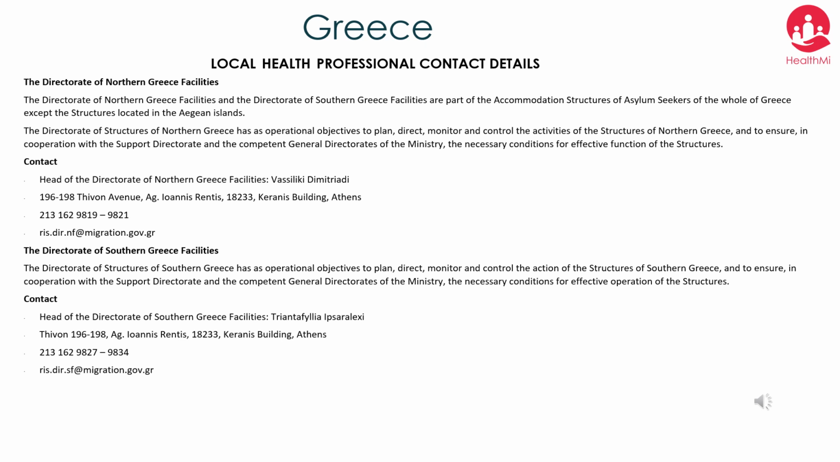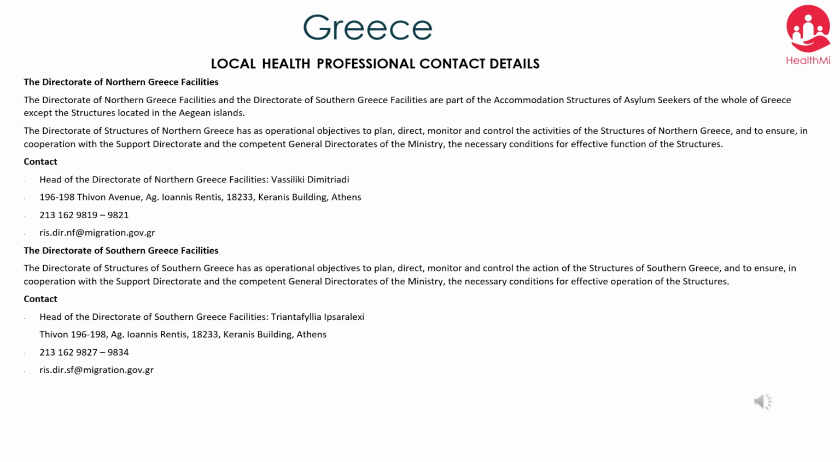Contact: Head of the Directorate of Northern Greece Facilities, Vasiliki Dimitriadi, 196-198 Thivon Avenue, Agios Ioannis Rentis, 18233, Keranis Building, Athens, 213-162-9819, 9821. The Directorate of Southern Greece Facilities.